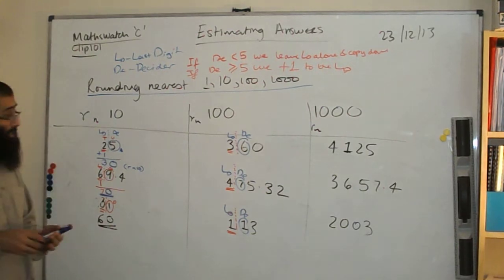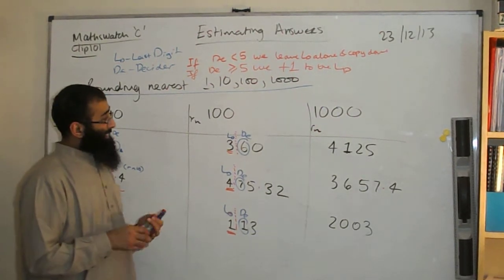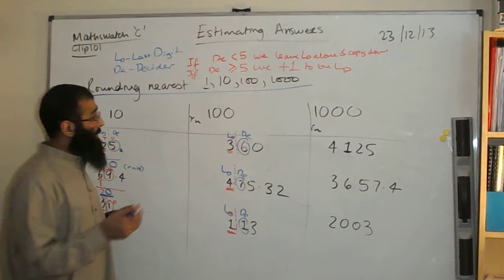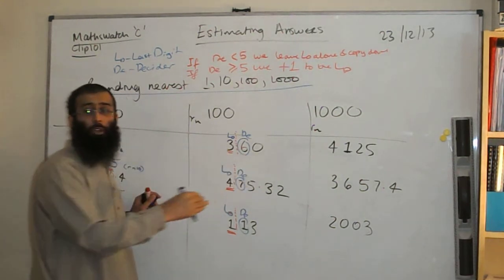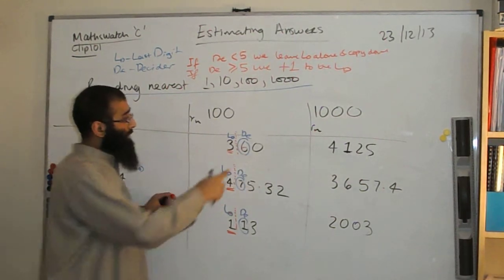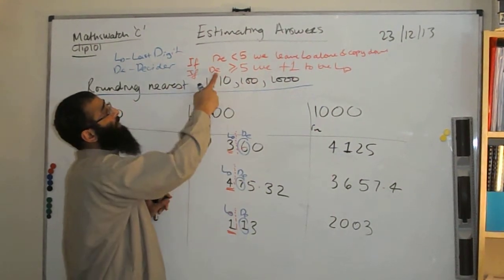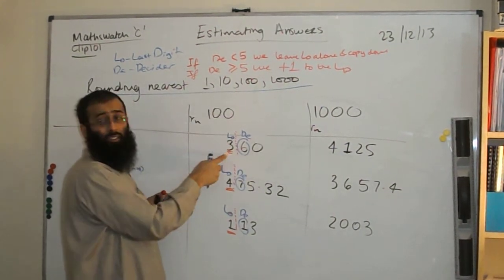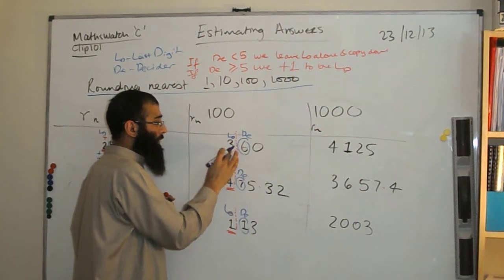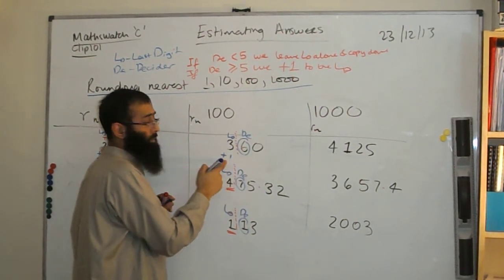Right, now we look at the question. In this question you have 360. We can write it as 100. The 6 is the decider figure, it is telling us what to do to the last digit. If the decider is more than or equal to 5, what do we add to the last digit? Add 1. So then 3 add 1 becomes 4.